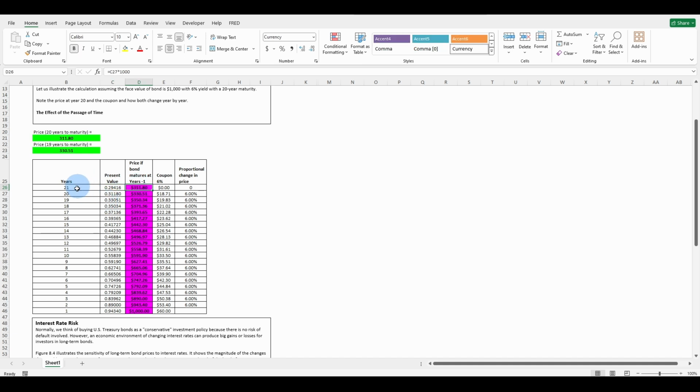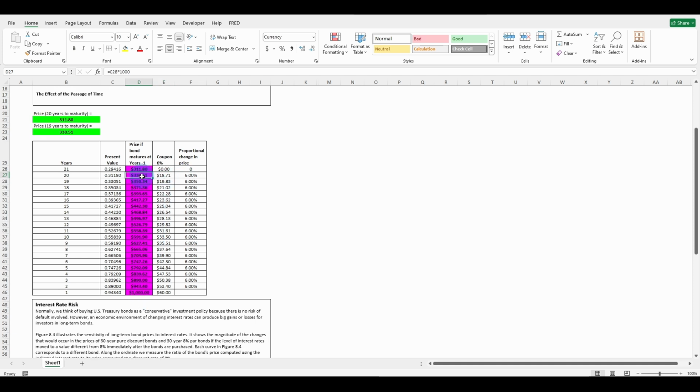Why? Well, because we have 21 years. Price, if the bond matures at year 21, we have this $311.80. Coupon 6%, and then proportional change just doesn't mean anything. You can see every year that we're going to have this price change, and so on and so forth, 330, 350, and then all the way at maturity, it changes to $1,000.